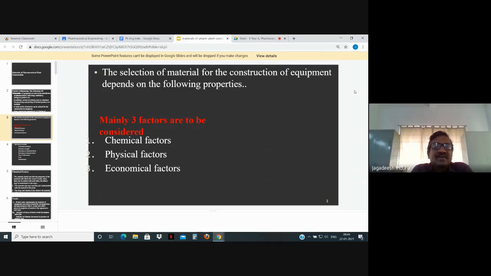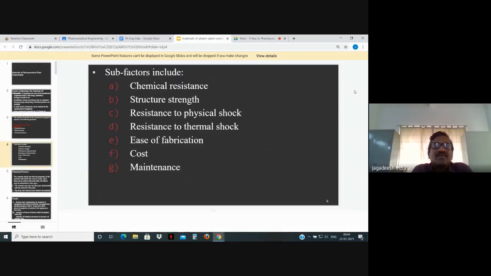So first is the chemical factor, next is the physical factor, another is the economic factor. The three major categories. There are some sub factors which are present. They include chemical resistance, structure strength, resistance to physical shock and resistance to thermal shock, ease of fabrication, cost, and maintenance. So in this particular case, the sub factors include chemical resistance.